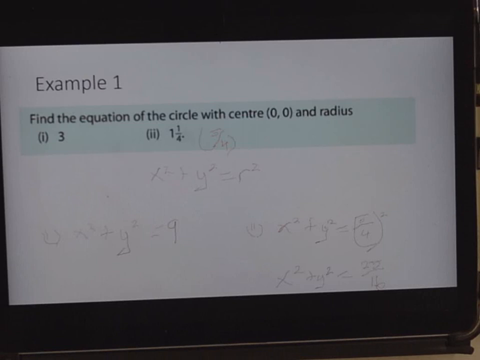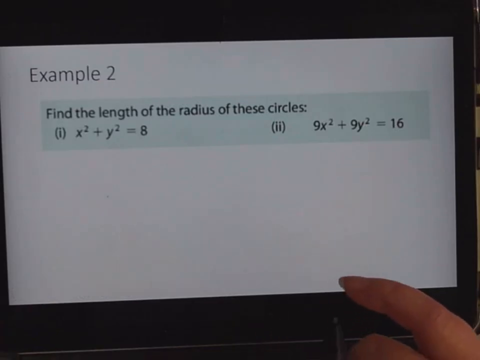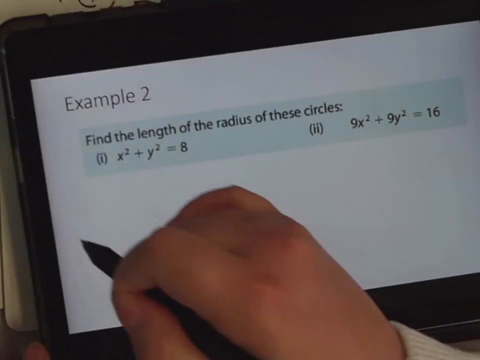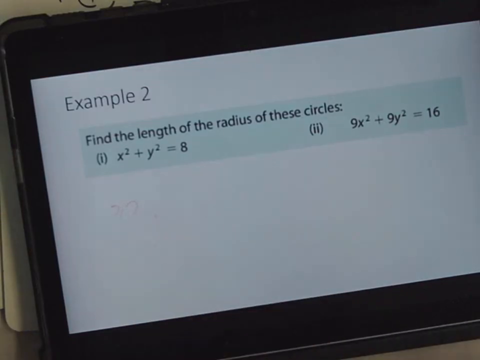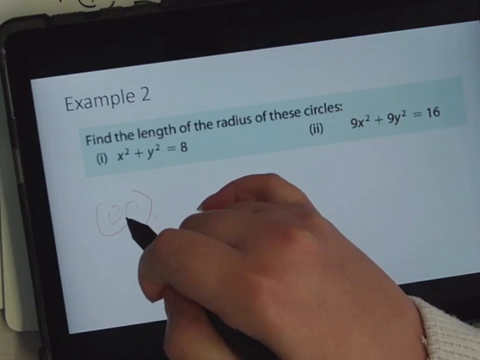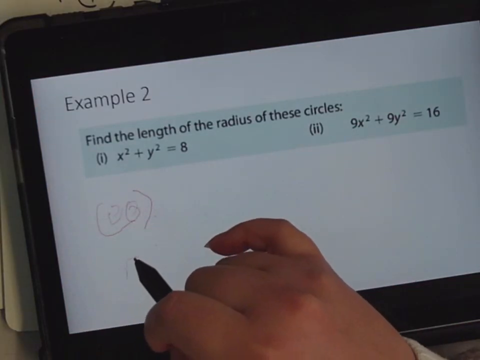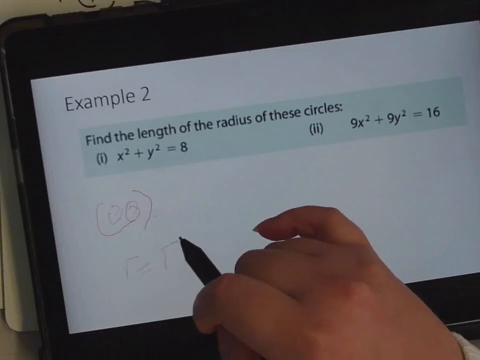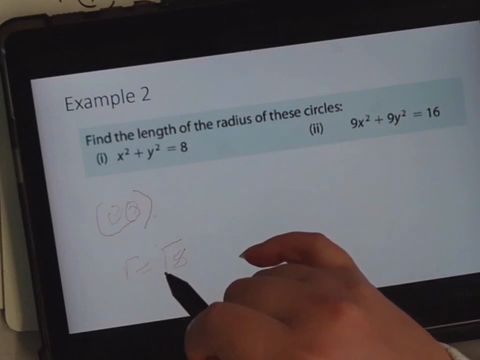Are we good? Yeah, moving on, because this is just too easy to spend time at. Opposite, find the centre and radius of this circle. The first one is easy. What's the centre? (0, 0). And that's supposed to read (0, 0). What's the radius? Square root of 8. If you put that in the calculator, it'd be 2√2, but square root of 8 is fine.